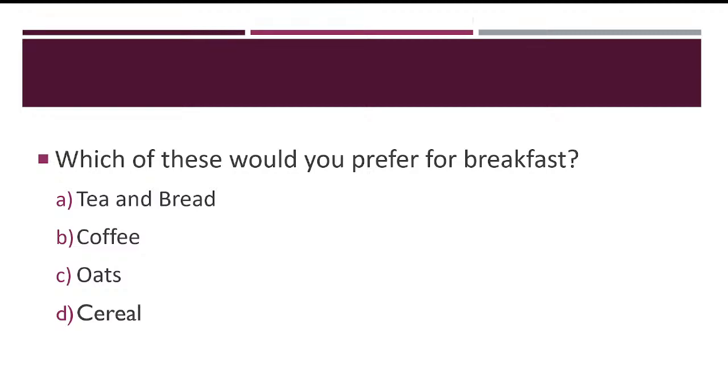If you're at a continental breakfast and trying to figure out which things to serve, the way to make it make sense would be to do a select all that apply, and then maybe break out tea and bread, just so you get an idea of what kinds of things people do want. But I don't see it being useful in any other context.